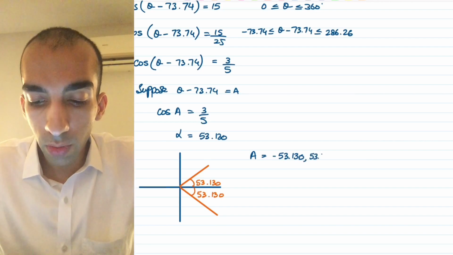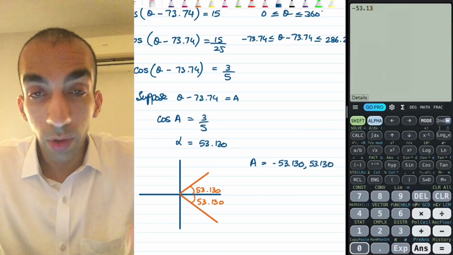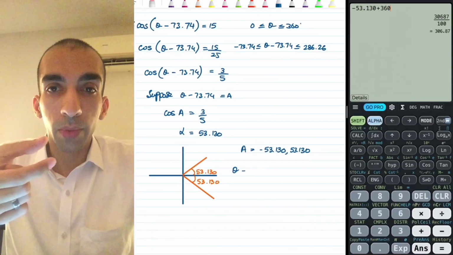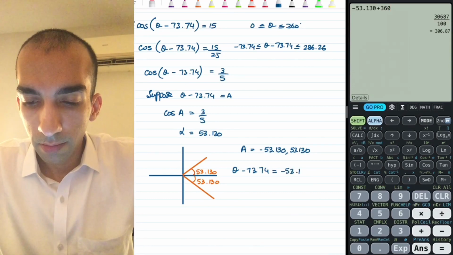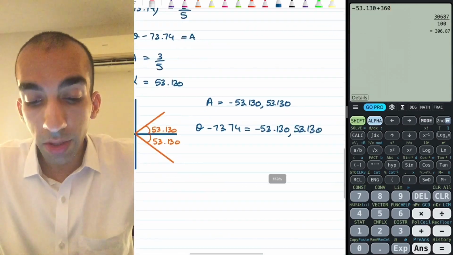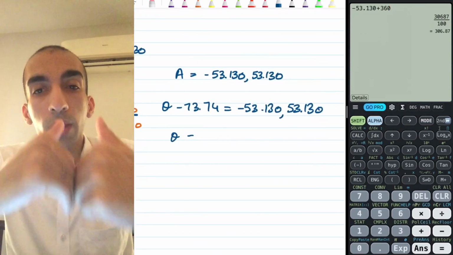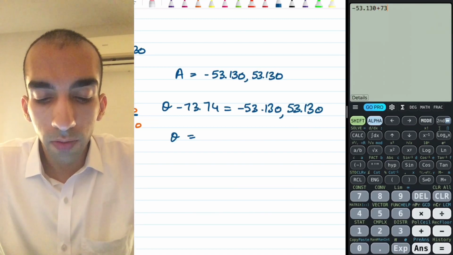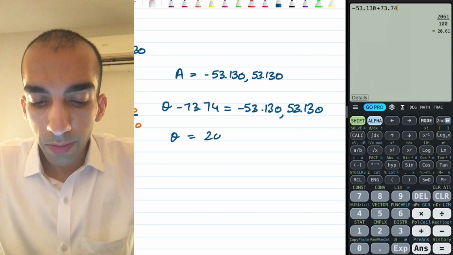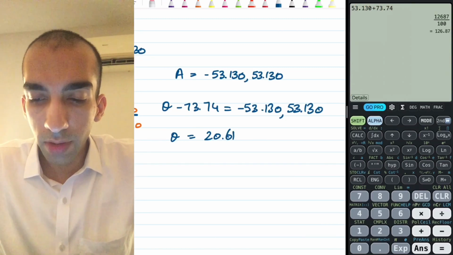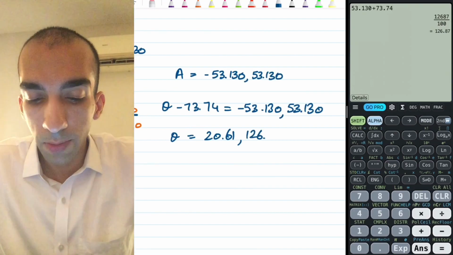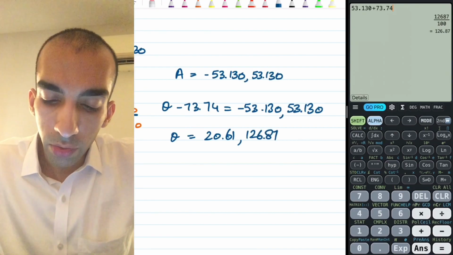So we can choose 53.13. We can choose 53.13 positive. First negative is clockwise, positive is anti-clockwise. Since A was theta minus 73.74, we're going to solve both of them by plugging in the value of A. So theta minus 73.74 is equal to 53.13. If we add that 73.74 to 53.13, we get 126.87, and the second time around we're going to use the negative 53.13 and add 73.74 to get 20.61.